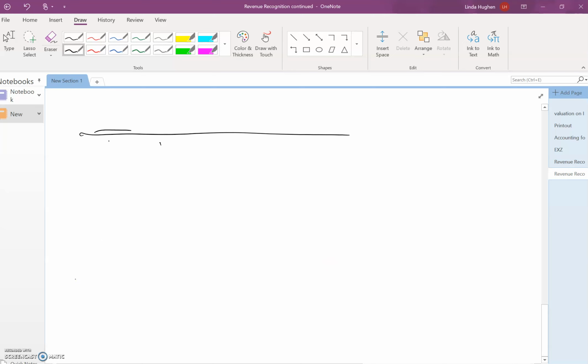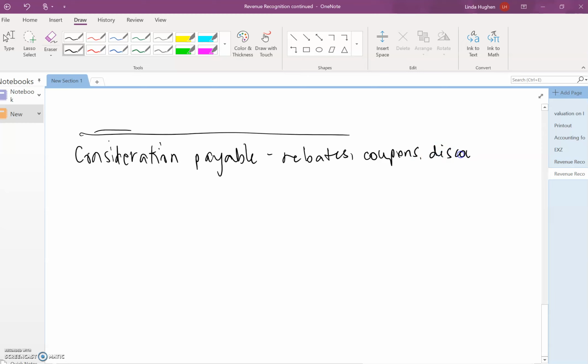Okay, so the third component of our revenue recognition steps, consideration payable. So remember, consideration is the amount you receive when you sell a good or service. When we say consideration, we're typically referring to cash. Why would cash be paid when we're making a sale? We're talking about rebates, coupons, and discounts, stuff that's going to reduce the amount of cash that we receive.